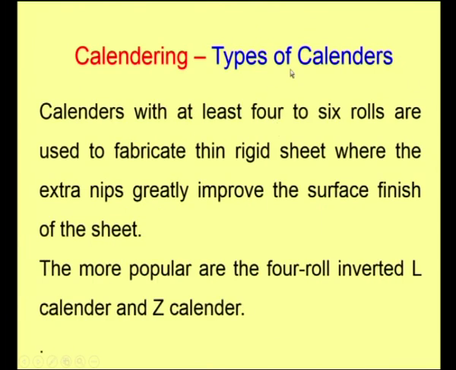Calendars, in general, these are all the things with respect to calendar. That is, calendars with at least 4 to 6 rolls are used to fabricate thin rigid sheet, where the extra nips greatly improve the surface finish of the sheet. If you want to go for a very high surface finish, then 4 rolls will not be sufficient, then we go for 2 extra rolls to have that effect. The more popular are the 4 roll inverted L calendar and the Z calendar.